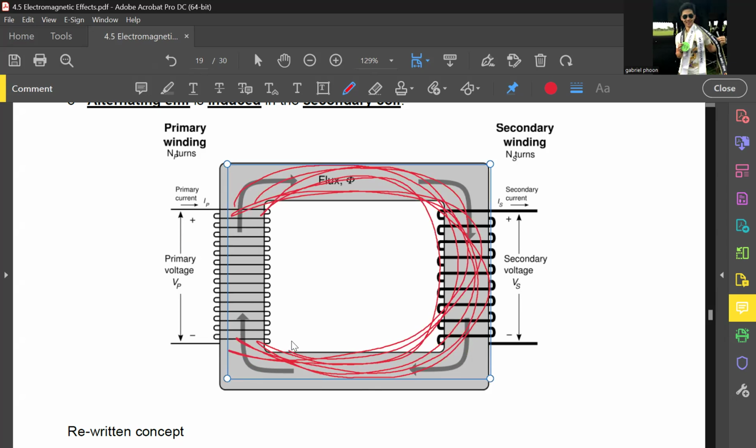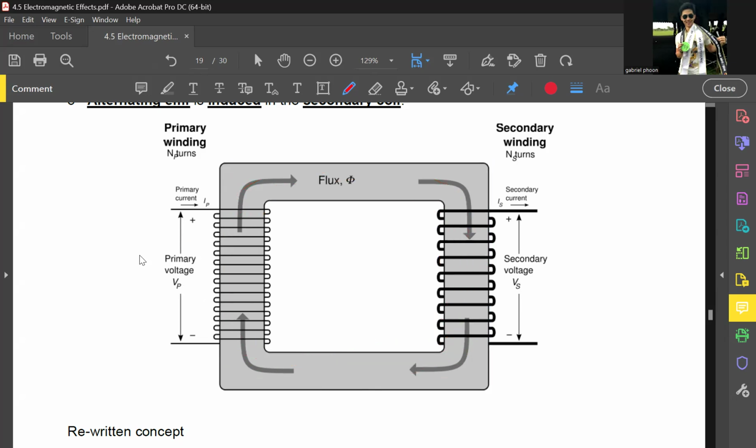Okay, now is the real application question. Guys, just now I said AC must be connected here, right? What happens if you connect DC here? It goes one direction only. But will there be current flowing here? No, because there's no voltage generated. Very good.